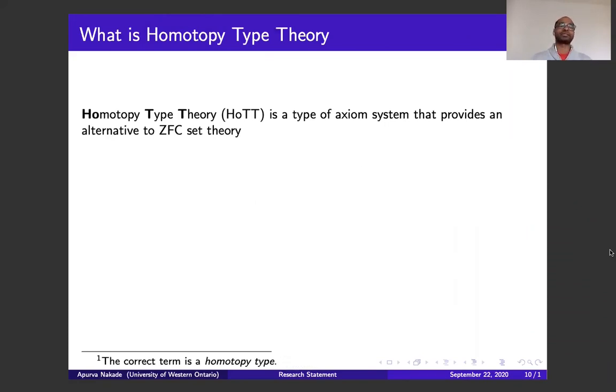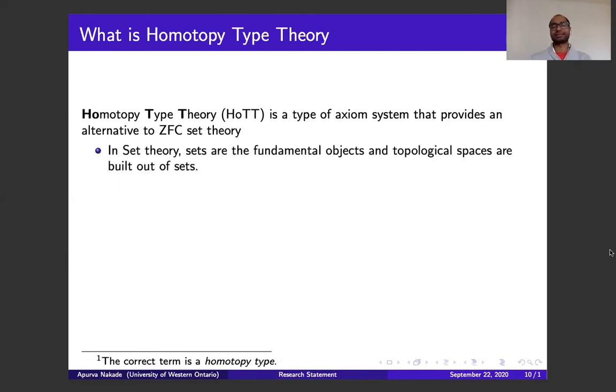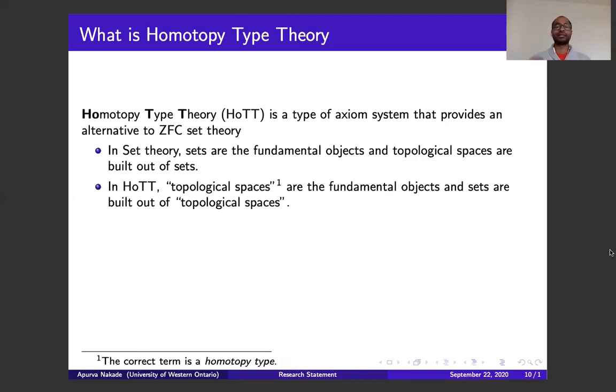My second project is on homotopy type theory. What is homotopy type theory? Homotopy type theory is a type of axiom system that provides an alternative to the standard ZFC set theory. In set theory, sets are the fundamental objects and topological spaces are built out of sets. But in homotopy type theory, the direction is reversed, and topological spaces are the fundamental objects and sets are built out of these. Homotopy type theory provides a natural space to do homotopy theory.